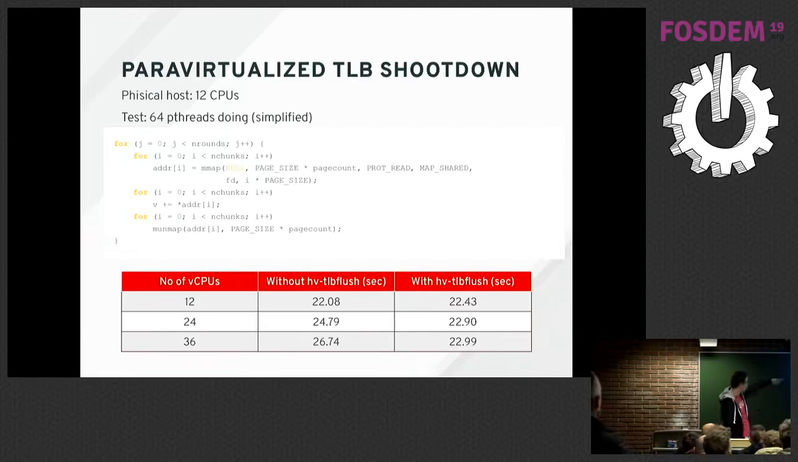But as we go overcommitted, with more and more CPUs, with PV-TLB flush on the right, the number stays more or less the same, because we don't really need to flush these vCPUs which are not running, and they cannot be running at the same time. But with the physical TLB flush, you will see the slowdown of the same test case on the same physical host.